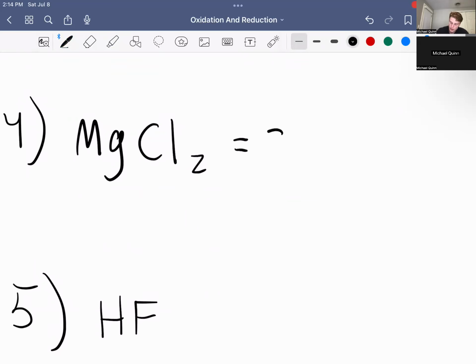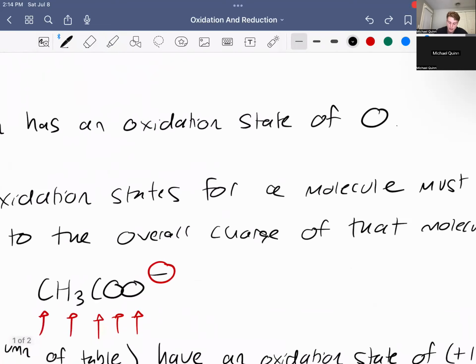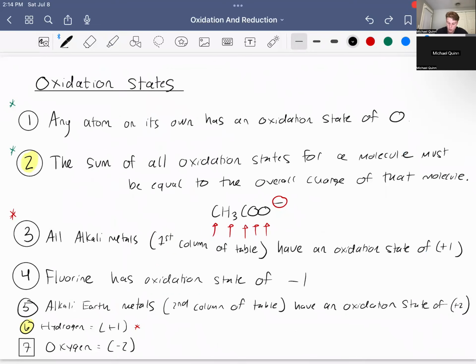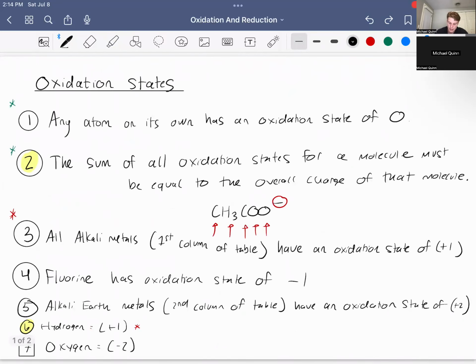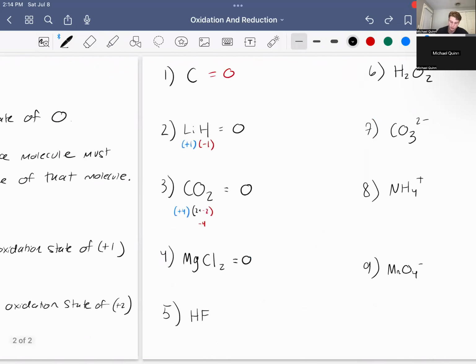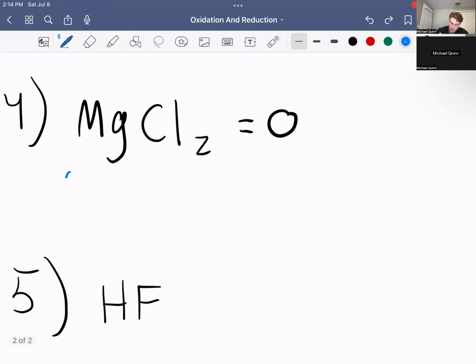MgCl2, we'll do the same thing. We'll set this equal to 0 because this does not have a charge. Let's see where we find our rules. I do not see a rule for chlorine on this table, so let's see if we can find our rule for magnesium. Magnesium is an alkaline earth metal. Rule number 5 says that all second column atoms have an oxidation state of +2. So we know that magnesium is going to be +2.